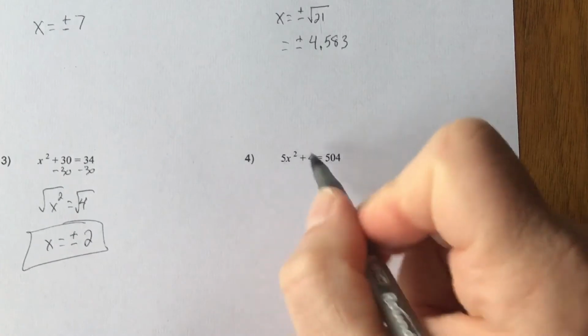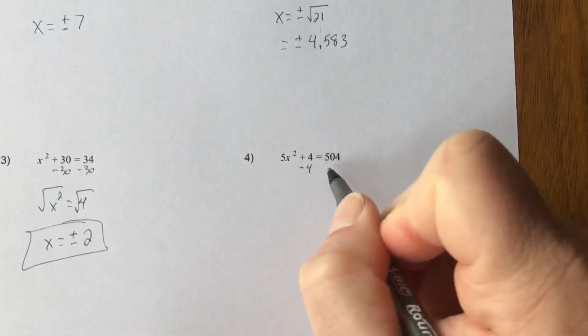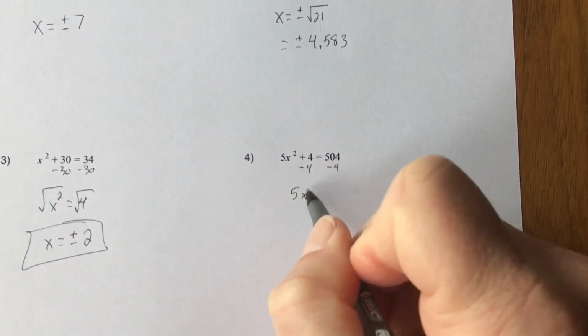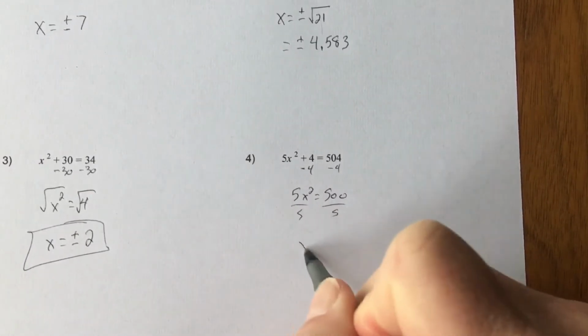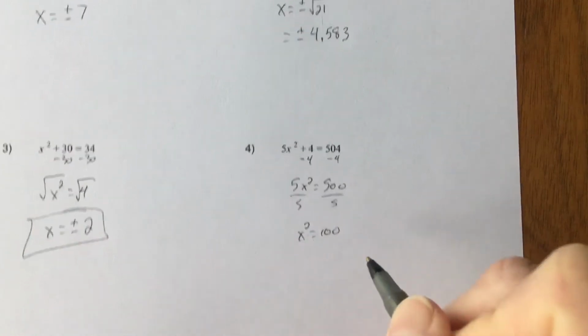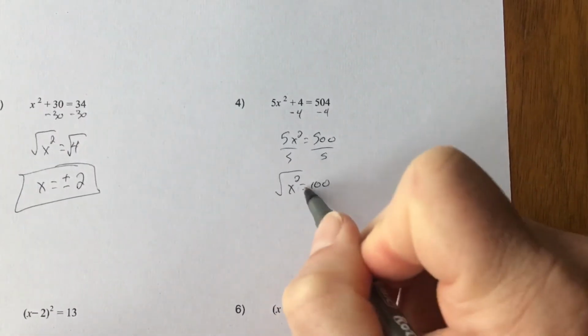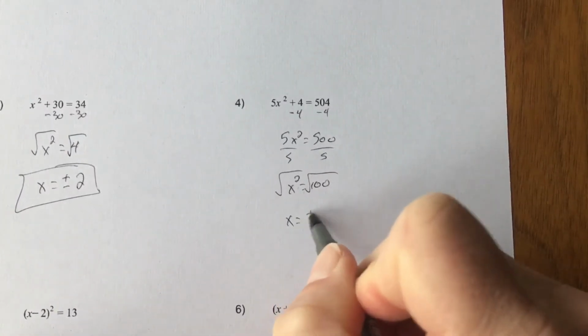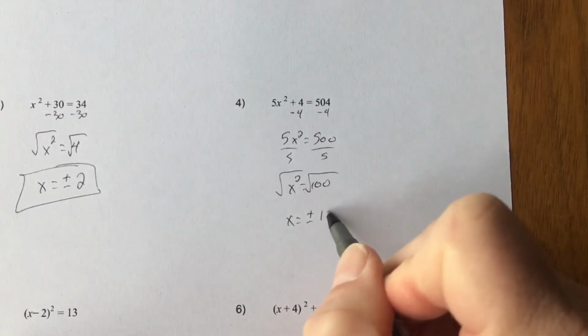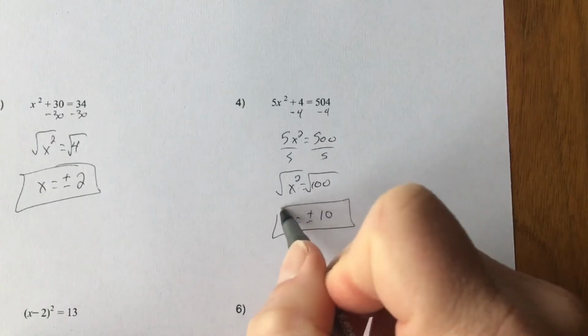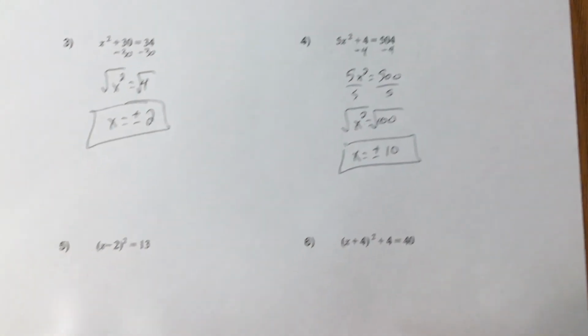This one here, again, we're going to get x squared by itself, so we're going to subtract 4. 5x squared equals 500, then divide by 5. x squared equals 100, and now we'll take the square root of both sides. And we get x equal to positive or negative square root of 100. What times itself equals 100? That would be 10. So plus or minus 10.